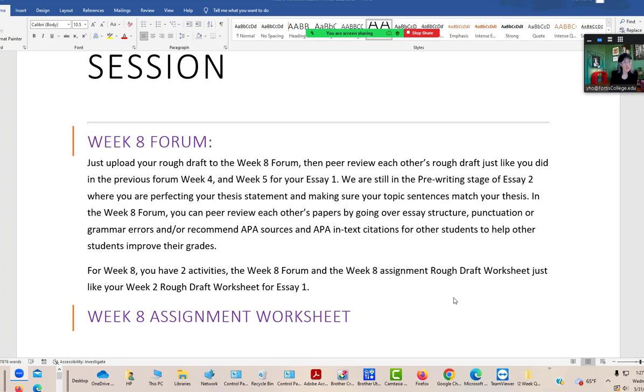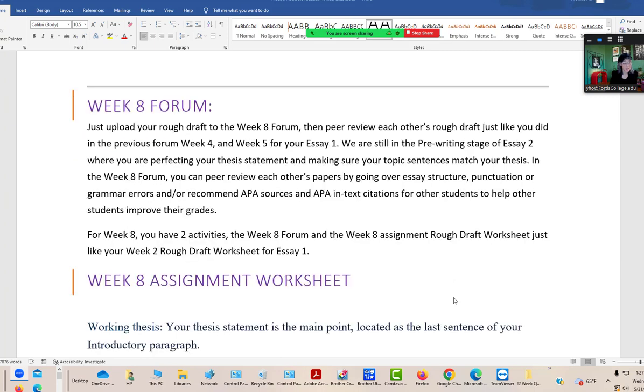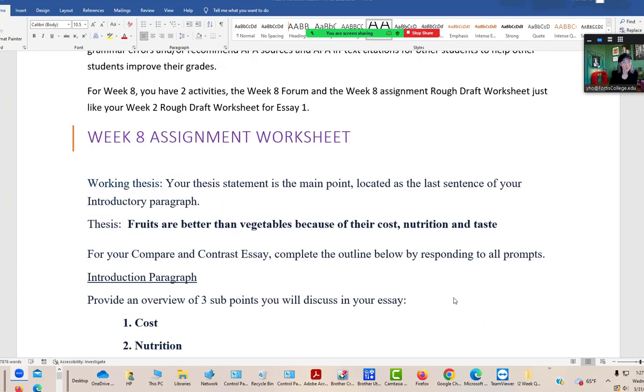In the week 8 forum, you can peer review each other's papers by going over the essay structure, punctuation, or grammar errors, and or recommend APA sources and APA in-text citations for other students to help other students improve their grades. For week 8, you have 2 activities, the week 8 forum and the week 8 assignment rough draft worksheet, just like your week 2 rough draft worksheet.